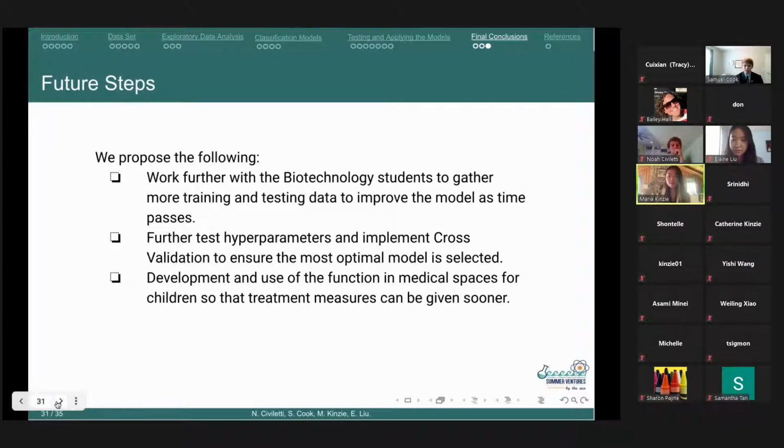There are also many other steps that can be taken to further improve the accuracy and use of machine learning models in predicting the pathogenicity of specific mutations. For example, we would like to work further with the biotechnology students to gather more training and testing data to improve the model as time passes. We would also like to continue testing hyperparameters and implement cross-validation to ensure the most optimal model is selected. And then lastly, we would also like to develop and use this function so it's easily accessible in medical spaces for children who need this treatment more urgently.